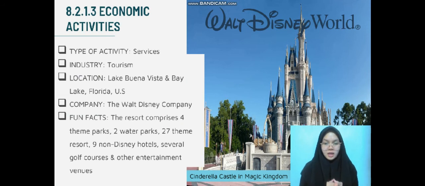The first economic activity is services, which in the industry of tourism are located in Lake Buena Vista and Bay Lake, Florida, US. The company is the Walt Disney Company, and the resort comprises 4 theme parks, 2 water parks, 27 theme resort hotels, 9 non-Disney hotels, several golf courses, and other entertainment venues.